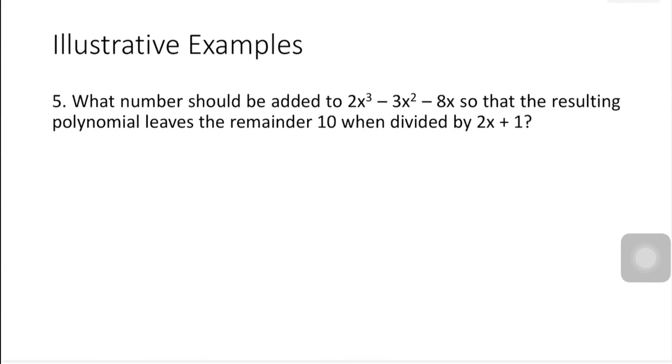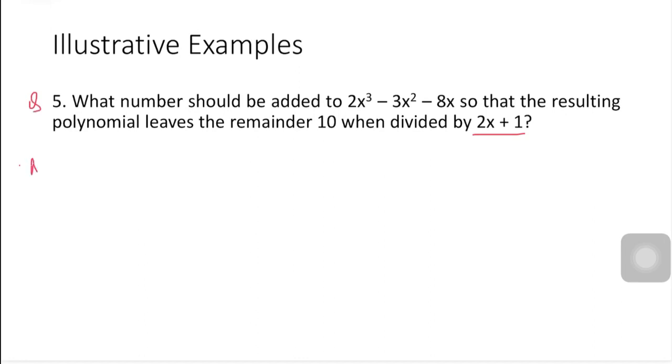So now we have come to the end of the theories involved in this chapter. Now we'll solve more illustrative examples to make the concept clearer. Let's tackle this question. What number should be added to this function so that the resulting polynomial leaves the remainder 10 when divided by 2x plus 1?